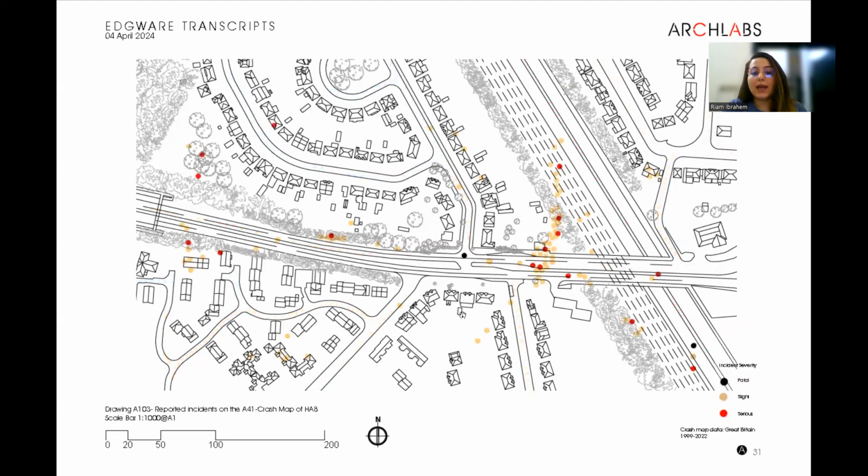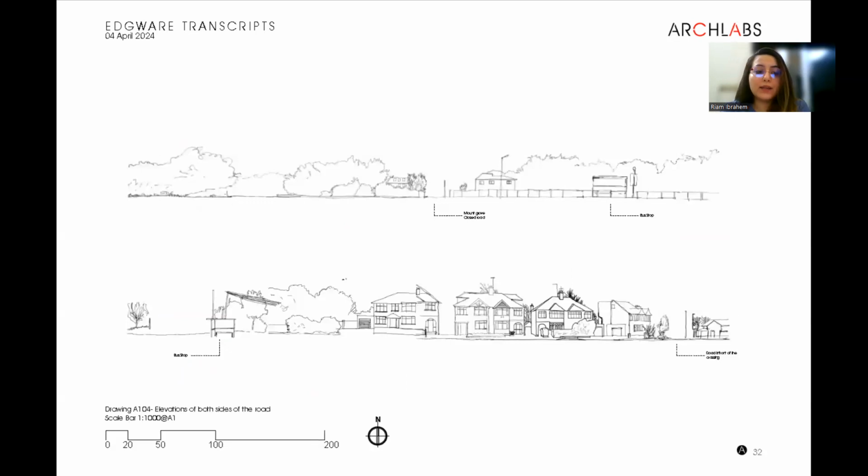The red dotted line is a primary road, and the yellow dotted line is a secondary road. I was meant to edit this to show just the black dot, which is a fatal accident that happened on this road, to show just this part of the crash map, not everything. These are elevations of both sides of the road. Here is the Mount Grove closed road, and this is the bus stop. On the other side, this is the bus stop, and there is a road here.